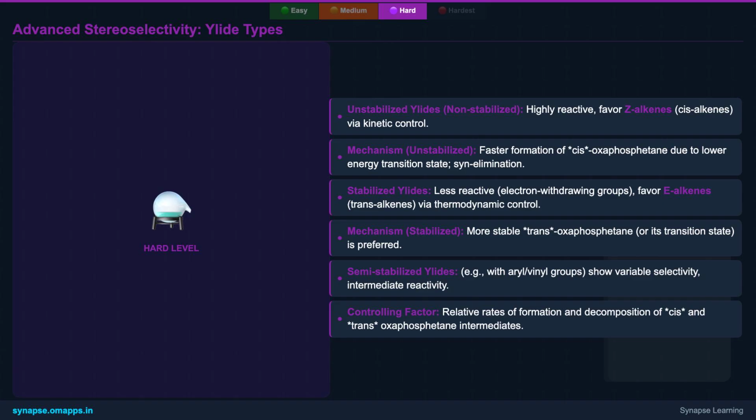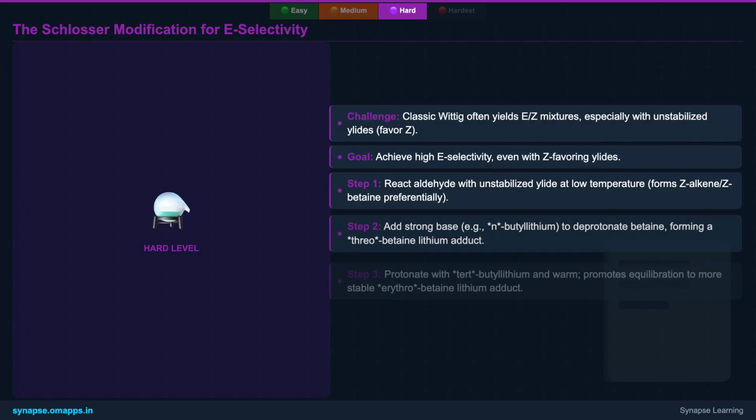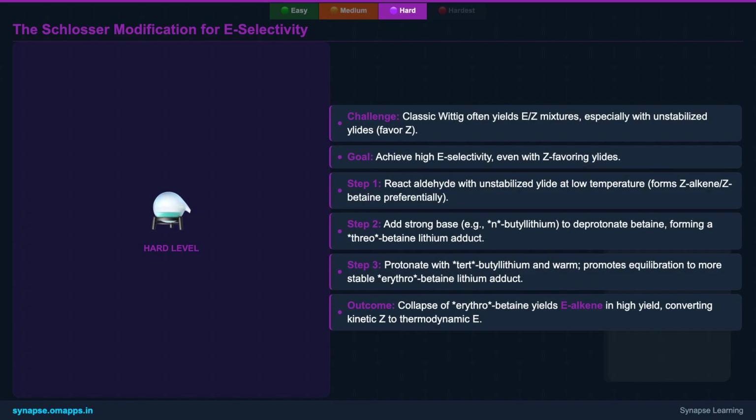Semi-stabilized ylides with aryl or vinyl substituents exhibit intermediate behavior, making their selectivity more context-dependent. Mastering this distinction is crucial for targeted synthesis. To overcome the challenge of mixed E/Z isomers, especially when Z-alkenes are the kinetic product but E-alkenes are desired, the Schlosser modification offers a powerful solution. This technique allows for high E-selectivity.